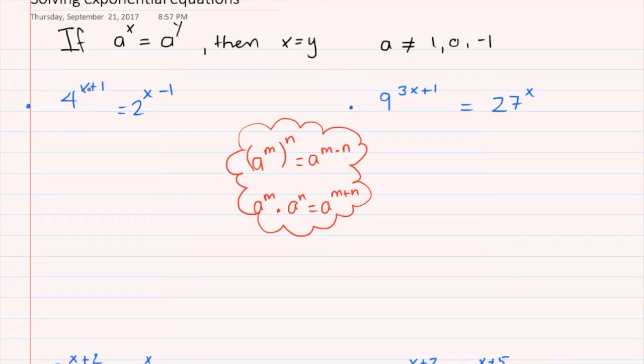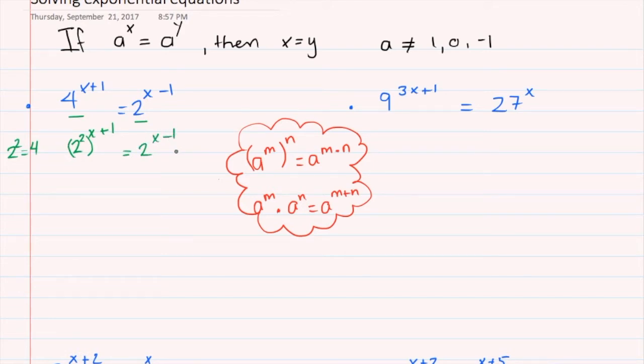4 to the power of x plus 1 is equal to 2 to the power of x minus 1. Are the bases identical? No, they are not. But we know that 4 is a power of 2. We know that 2 squared is equal to 4. So we can replace the 4 by 2 squared: 2 squared to the power of x plus 1 is equal to 2 to the power of x minus 1.